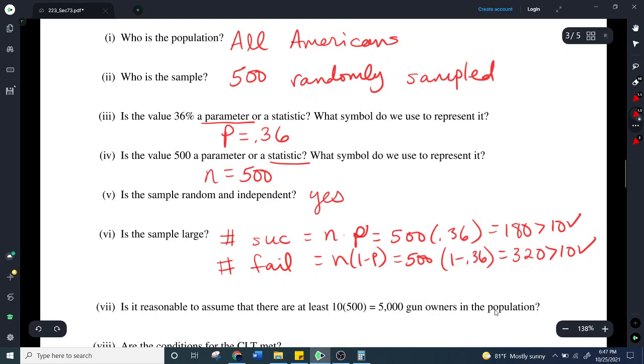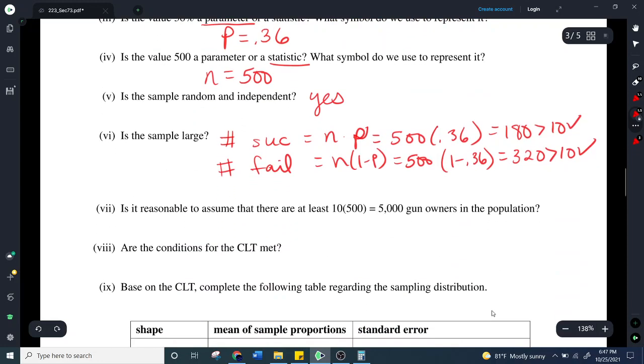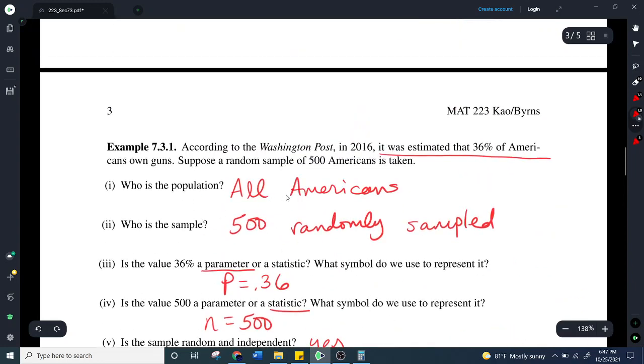The third case, remember, is the population size. Is it reasonable to assume that there are at least 10 times 500 or 5,000 gun owners in the population? Actually, I think there's a mistake here. This shouldn't say gun owners. The population isn't gun owners. The population is all Americans. So back up here, we said the population is all Americans.